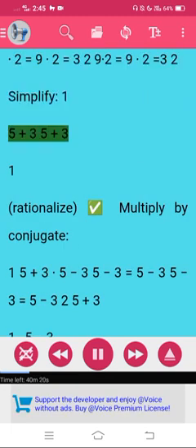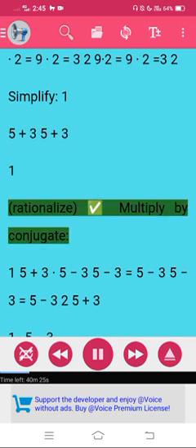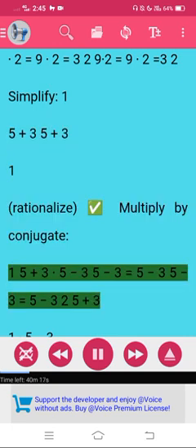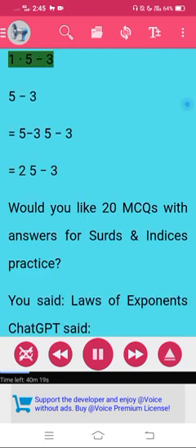Simplify 1/(√5 + √3). Rationalize by multiplying by the conjugate: 1/(√5 + √3) · (√5 − √3)/(√5 − √3) = (√5 − √3)/(5 − 3) = (√5 − √3)/2.